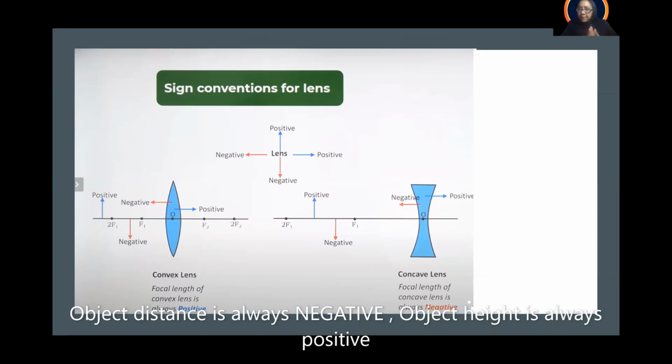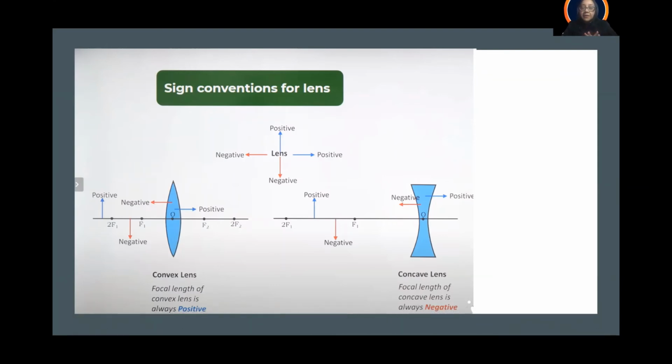Now, the rule is the same, but one important and significant difference between the sign convention of mirror and the sign convention of lens is this. If you remember, for mirrors, whatever is in front of the mirror, we consider it as negative. And whatever is on the back side of the mirror, whether it is image or anything else, is considered positive, right? For a lens, it is not possible because both sides of the lens are in front or back. We cannot say that one side is front and one side is back.